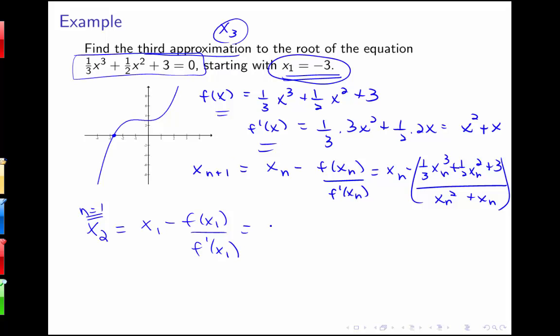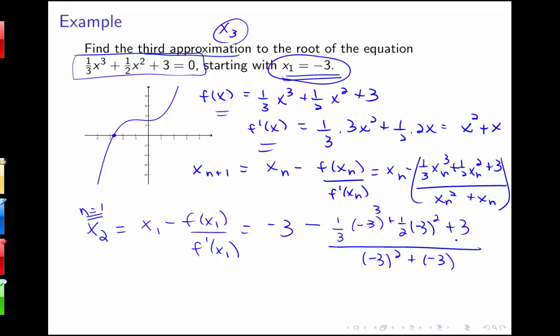So x1 is -3, so this is -3 minus, and now I'm plugging in -3 for x1 into my function, so I've got 1/3 times -3 cubed plus 1/2 times -3 squared plus 3, all over -3 squared plus -3. Okay, and so you could do this arithmetic without a calculator. It would be just a little bit of work.